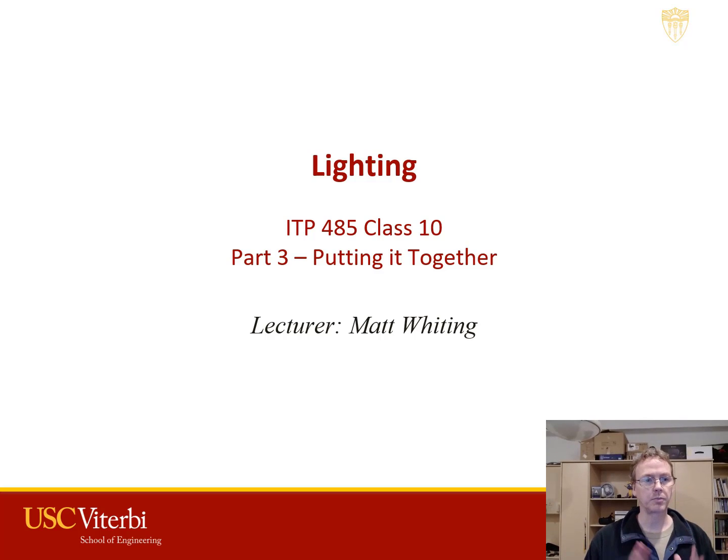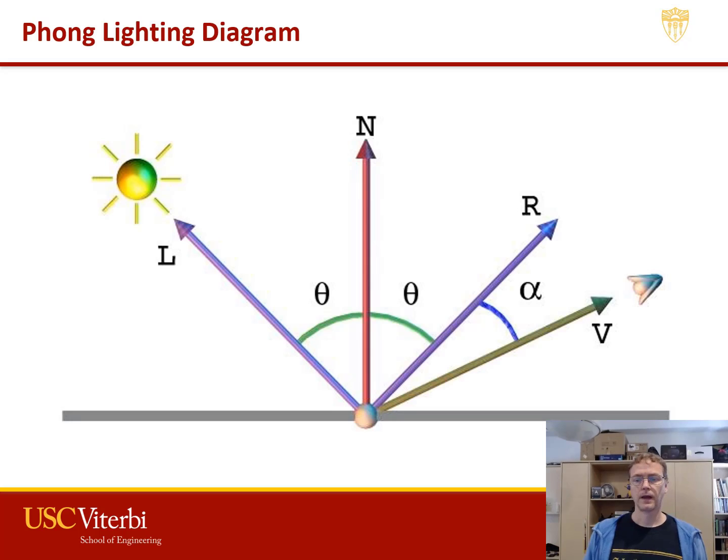All right, the last part of the lighting lecture, part 3, let's put it all together into a pixel shader. This diagram shows all the vectors that we've been talking about. These are all the vectors we're going to need for our Phong lighting equation. This little circle right here at the bottom, that represents a single pixel that we are going to be lighting. So that is the location in world space of the pixel.